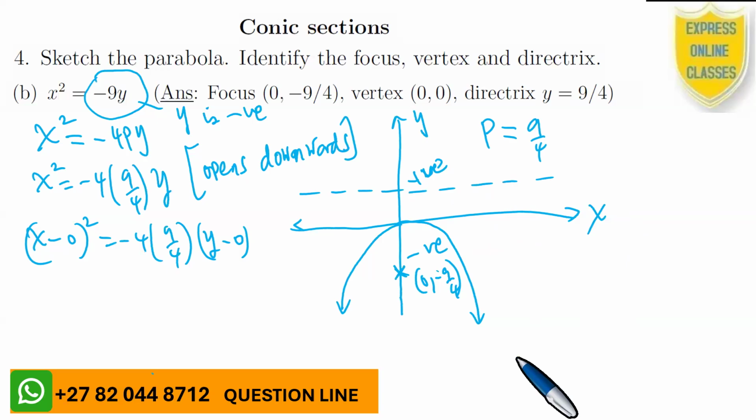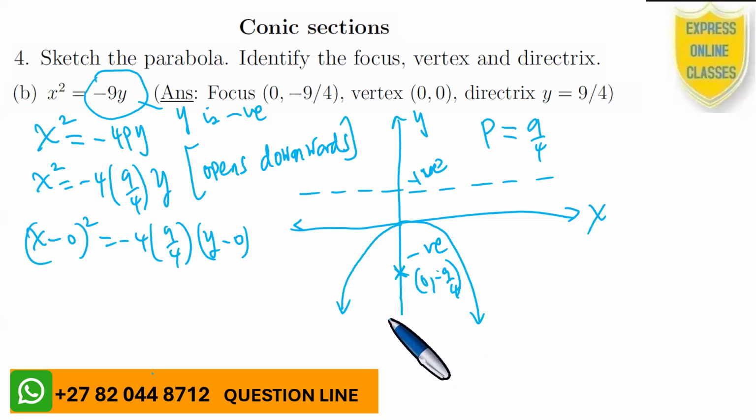So obviously then we continue with that exam. Okay, so now you'd then be in a position to say, okay, it is actually downwards like this because y is negative. It's minus 9y. So y is negative, downwards. Okay, so that's why it opens downwards.